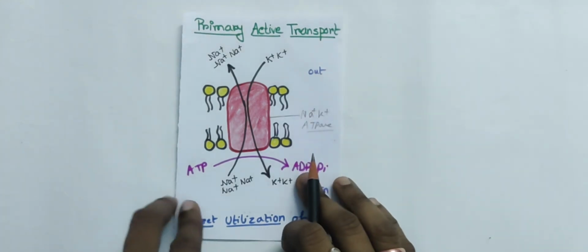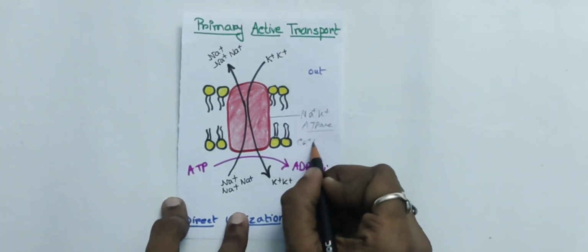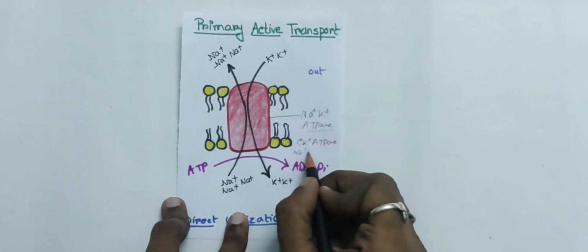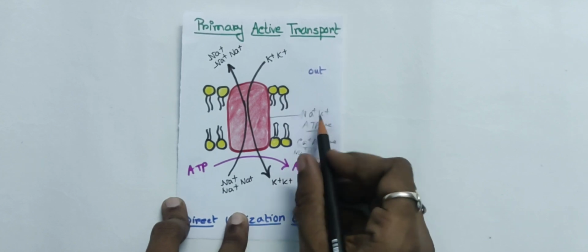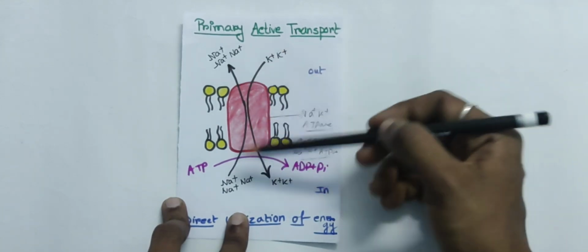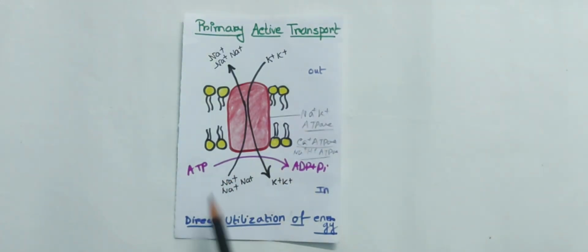There are other proteins like calcium ATPase and sodium hydrogen ATPase. These are some proteins that facilitate primary active transport. So here the utilization of energy is direct utilization of energy from the ATP.